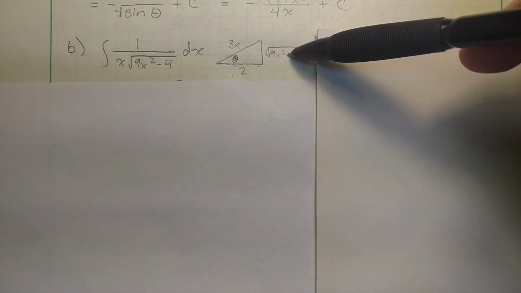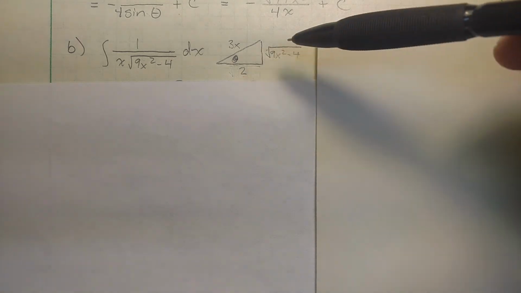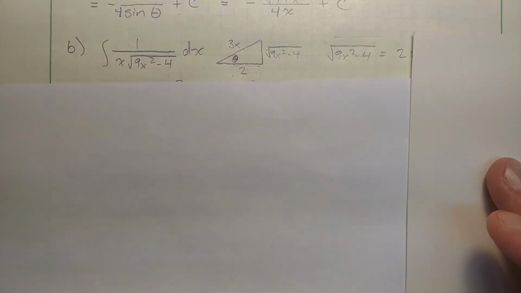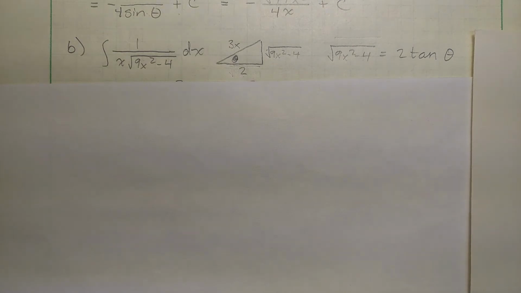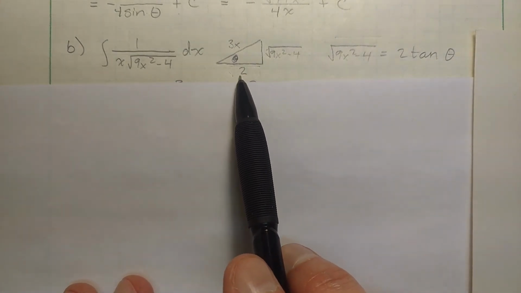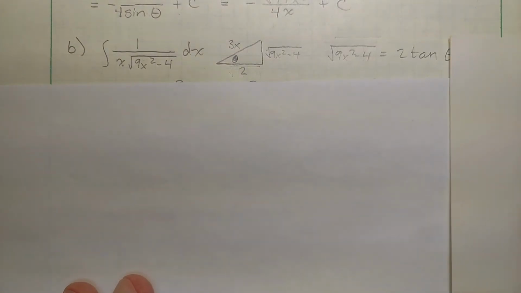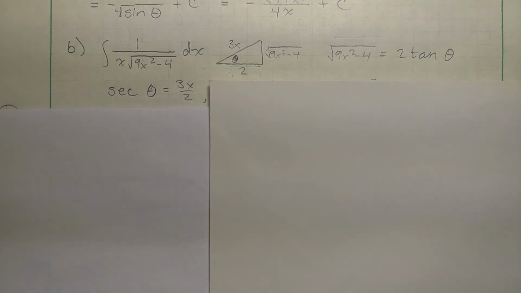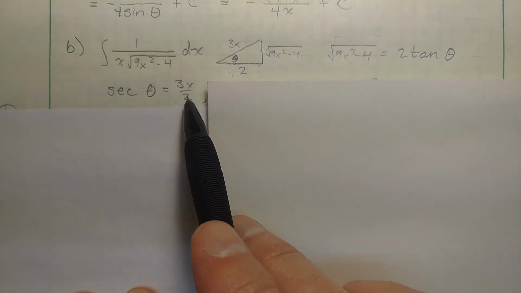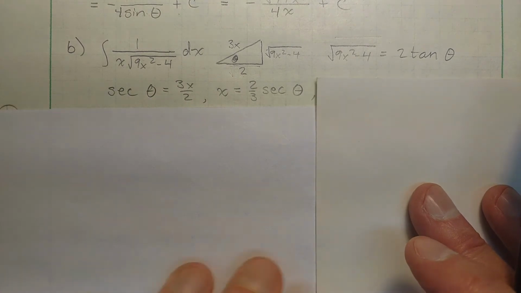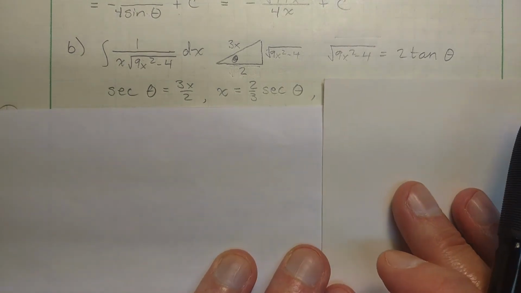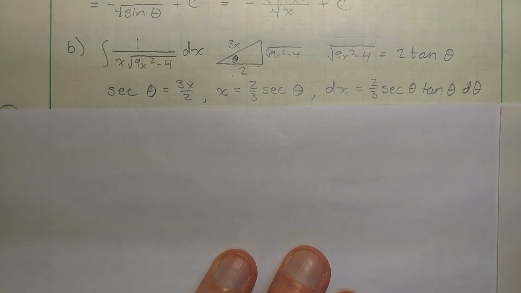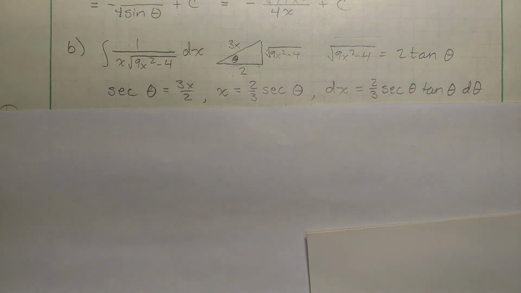Going ahead, solving for this, the easiest thing would be tangent. The tangent of theta is this over 2, so that radical expression is equal to 2 tangent theta. And then when I solve for x, I know that the secant of theta would be 3x over 2. Since the secant of theta is 3x over 2, multiplying both sides by 2/3, x is 2/3 secant of theta. Finding my dx, I take the derivative and get 2/3 secant theta tangent theta d theta.